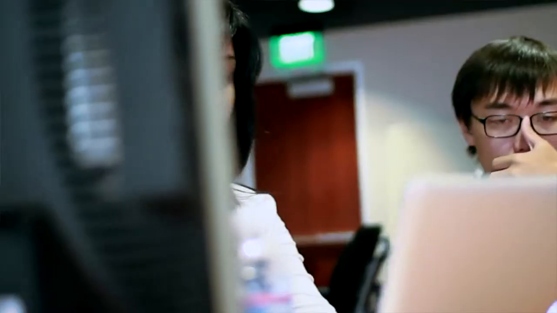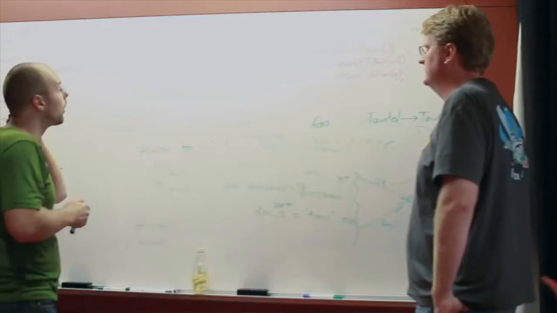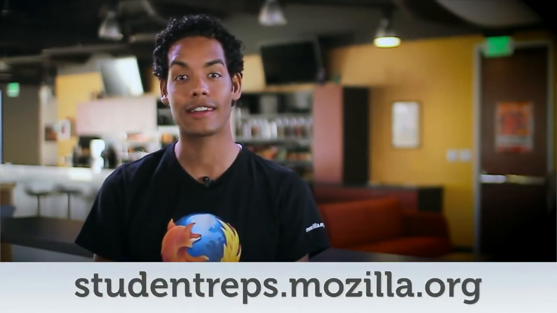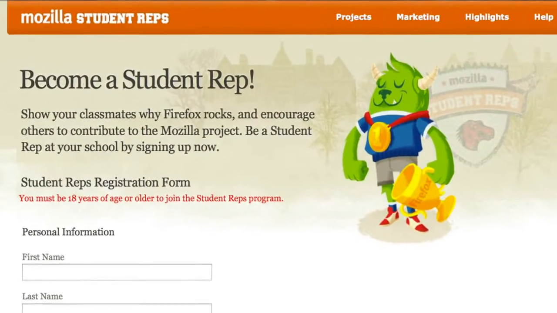To take part in the Student Reps program, you must be 18 years of age or older and currently enrolled in college or university. To register as a new student rep or update your existing record, go to studentreps.mozilla.org, click the sign up link, and complete the registration form.